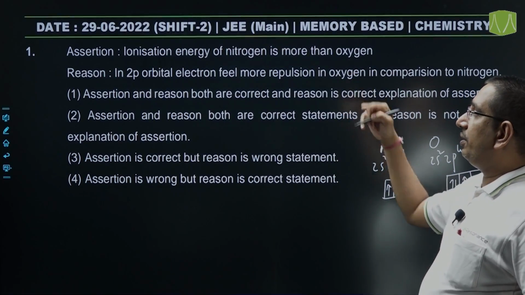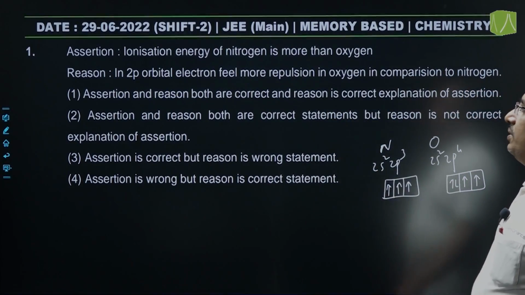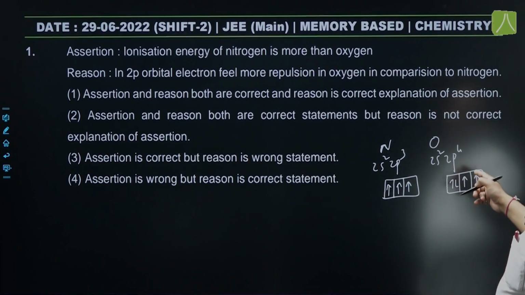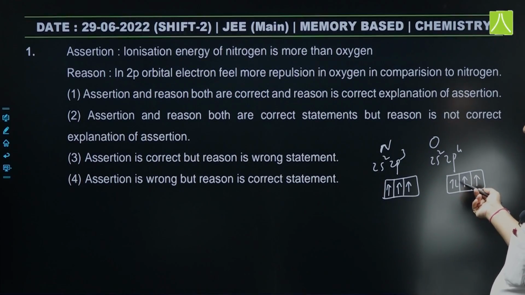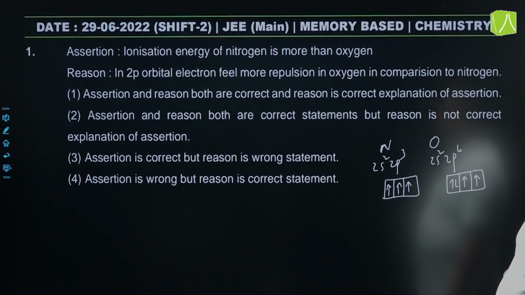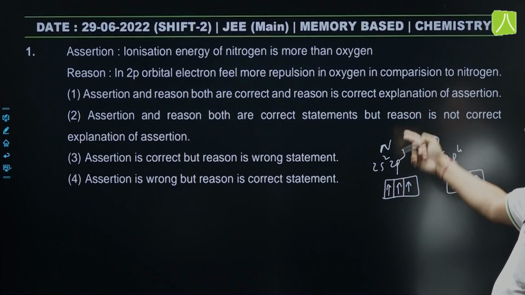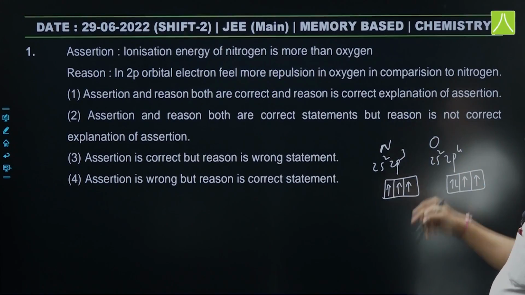So, the assertion is correct, and the reason, in 2p orbital electrons feel more repulsion in oxygen in comparison to nitrogen, is also correct, but the reason for the assertion is half filled configuration. So, it is not given, but the two statements are correct, but not the correct explanation.